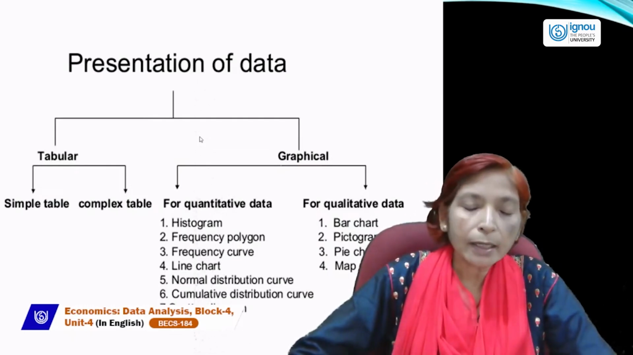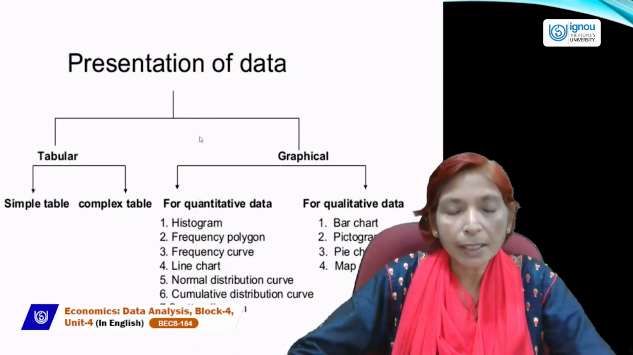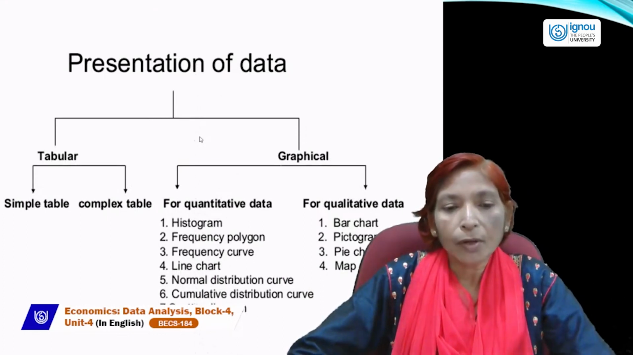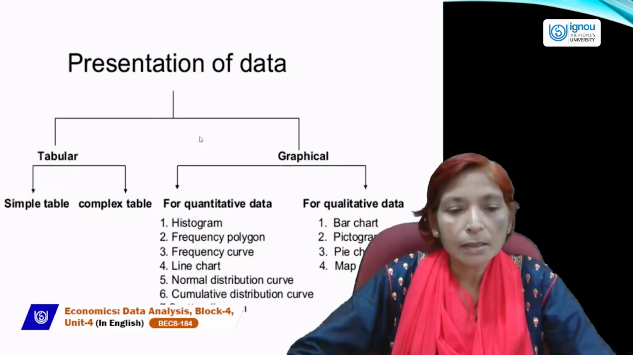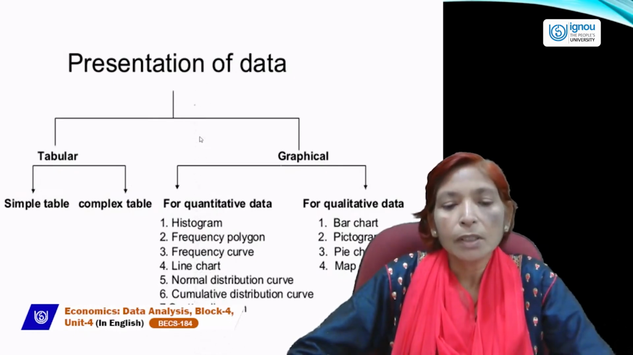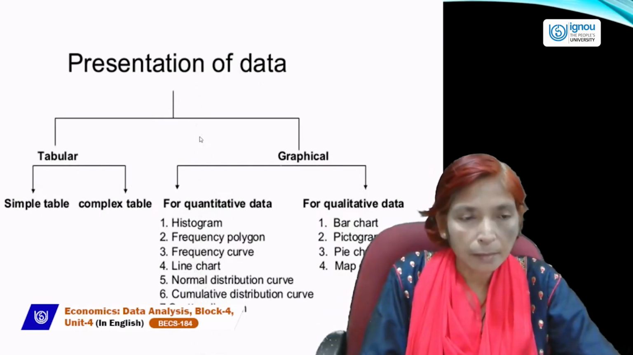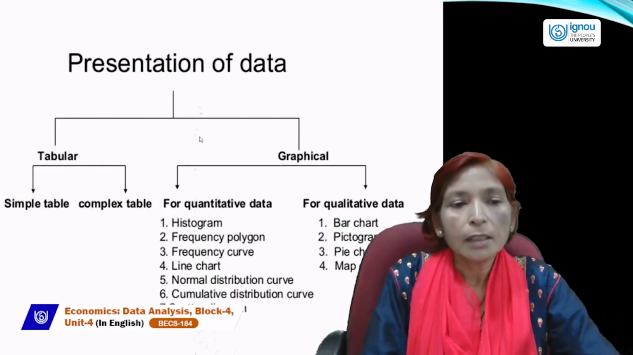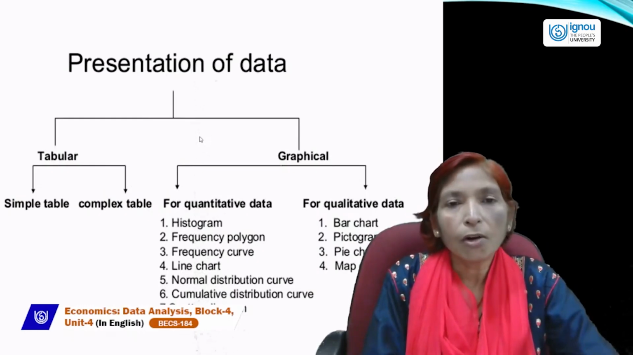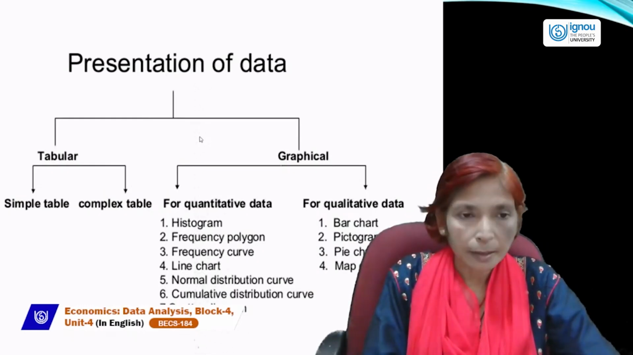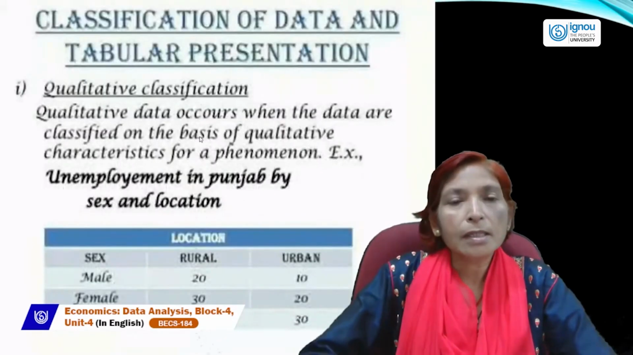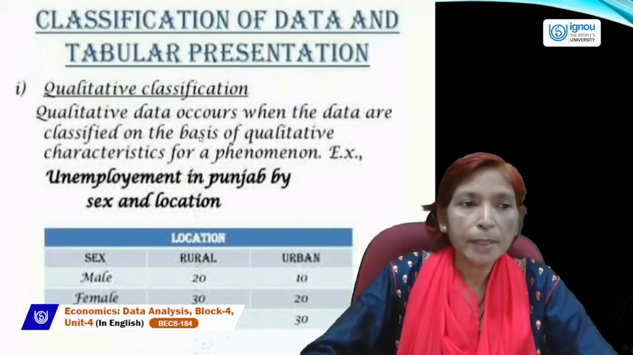And for quantitative data, we have different methods like histogram, frequency polygon, frequency curve, line chart, normal distribution curve, cumulative distribution curve, and scatter diagram. So these are the different methods of presenting the data. Next is classification of data and tabular presentation.